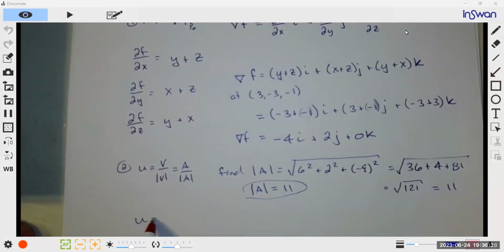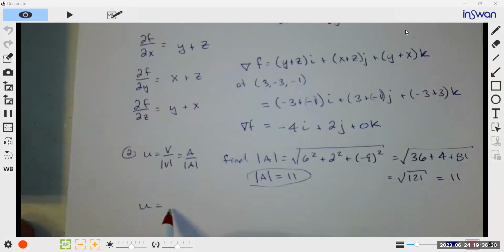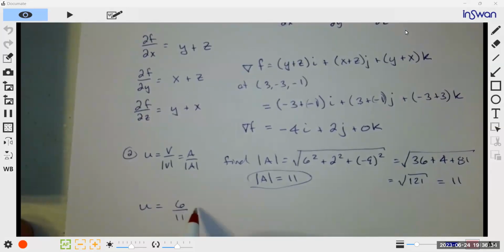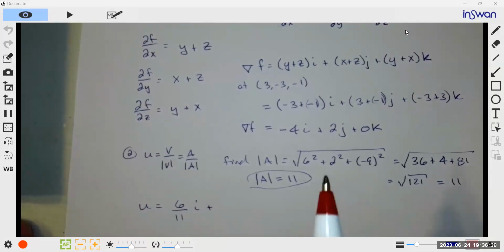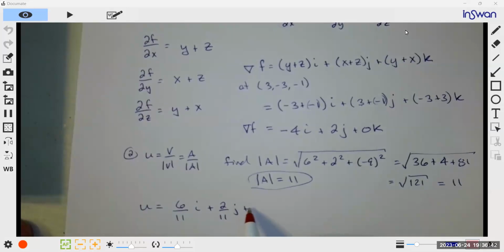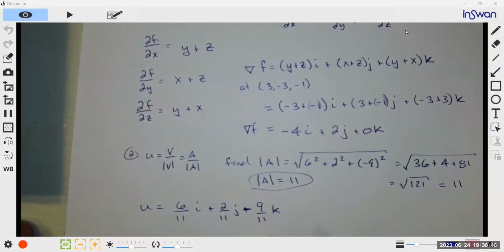So the unit vector u is 6 over 11 i, 2 over 11 j, minus 9 over 11 k.